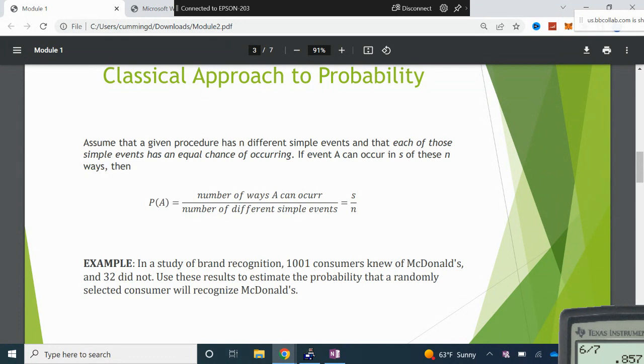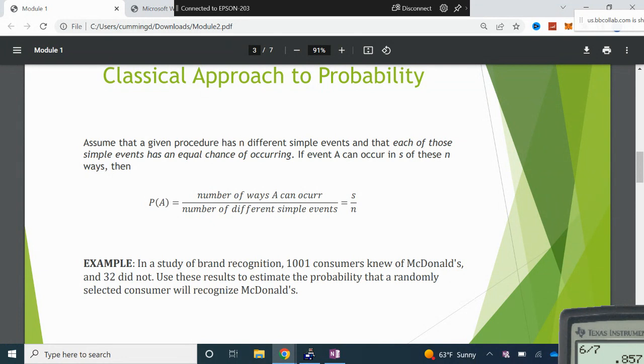Now, if you think about it, a fraction is a part over the whole. A probability and a fraction have a similar relationship. So when we think about a probability, we think about all of the different ways that an event can occur, right? That would be the whole. And then the part would be the specific events that we want to occur. So in this definition, the probability of A is equal to s over n, where s is the number of ways an event can occur, and n is the number of different simple events. And here's an example.